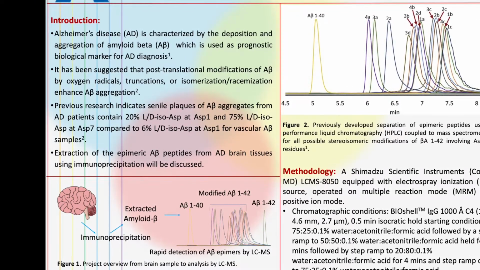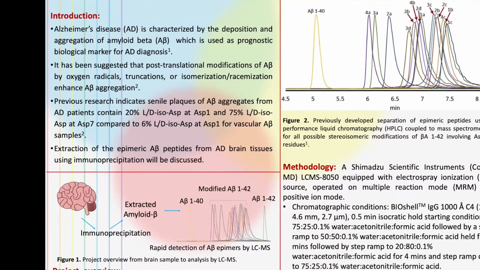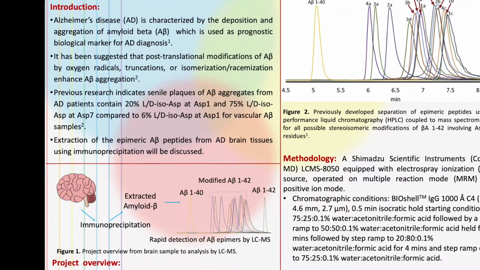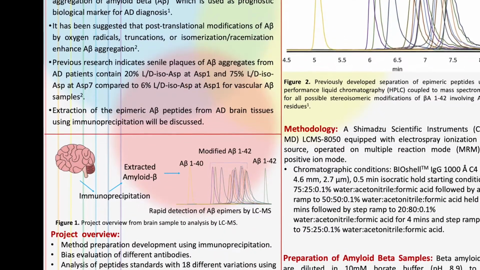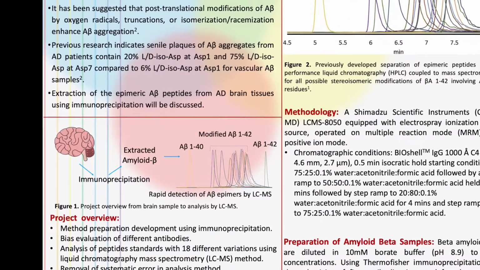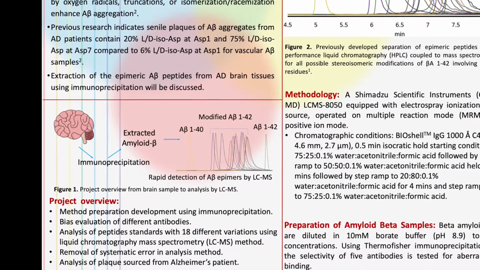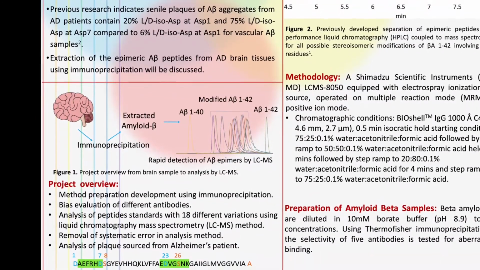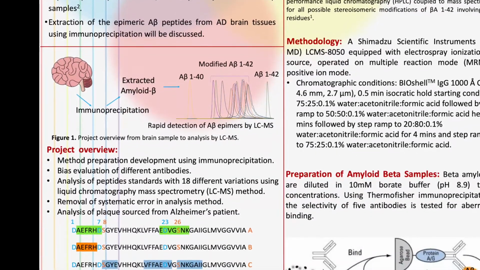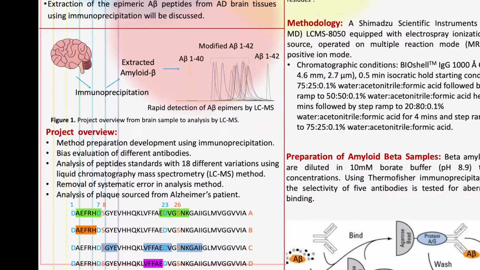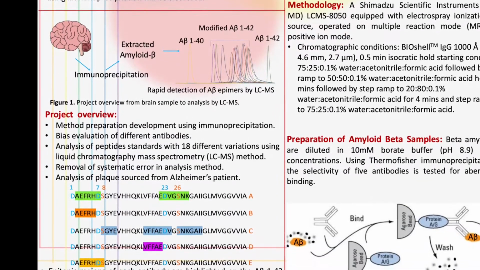In this study, we will be looking to extract 18 different epimeric amyloid beta peptides, and we will be developing the method on standard peptides, which will eventually be transferred to plaques from Alzheimer's disease brain. To extract the epimeric peptides without bias, we will be using immunoprecipitation, which uses antibodies to extract antigens, in our case the amyloid beta peptides, from a matrix.